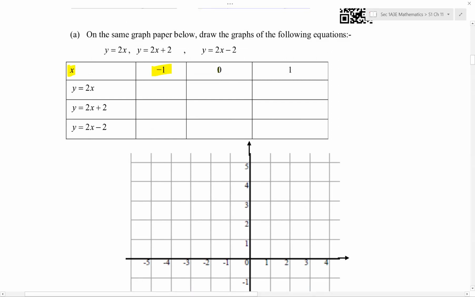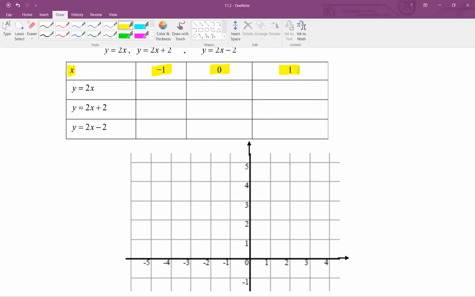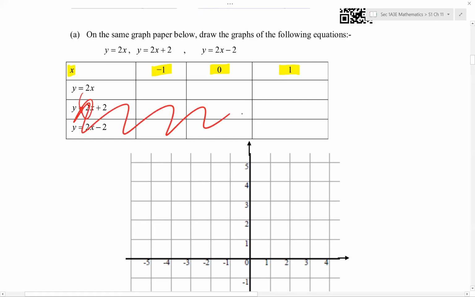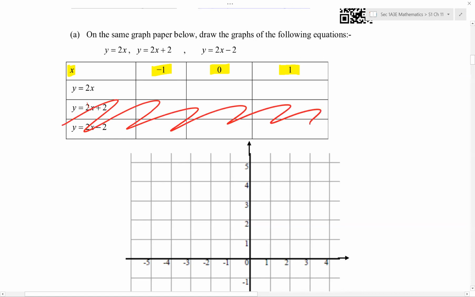We've got our x values. Again, x will be our input. What you put into the vending machine will be these three values: -1, 0, and 1. We've got three different vending machines, three different functions over here. Let's deal with just the first one. We will ignore the rest first. I just want to fill out the first row.